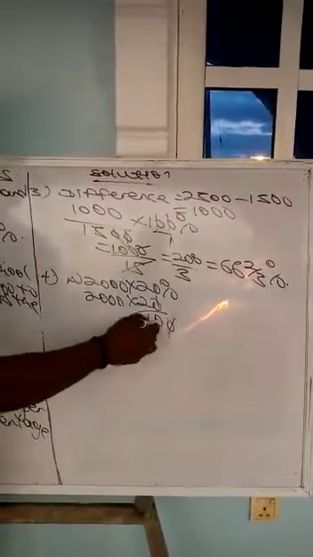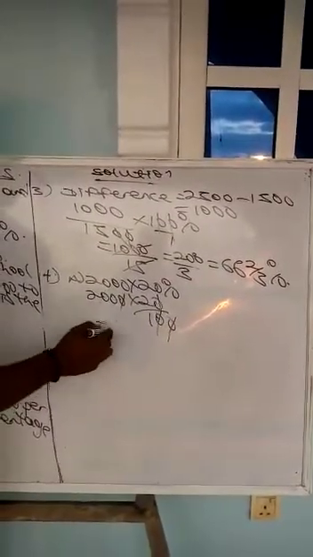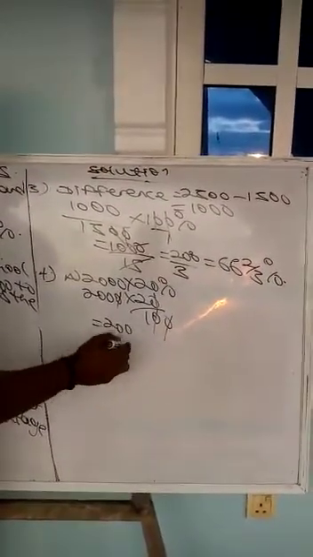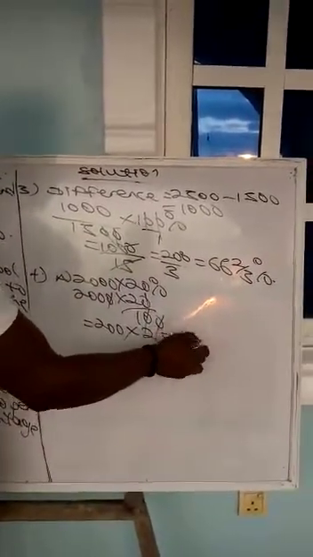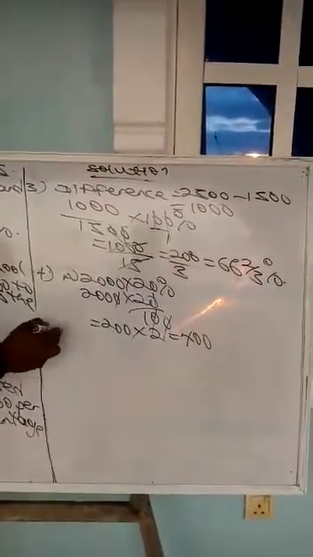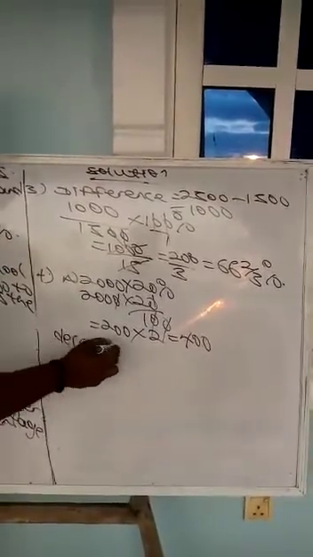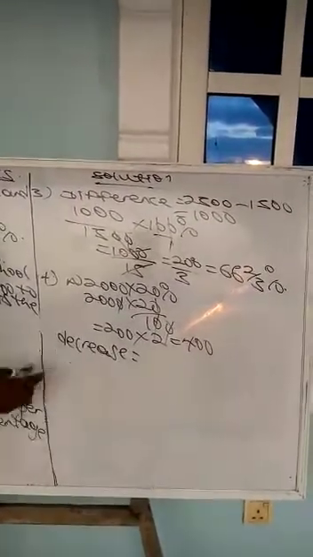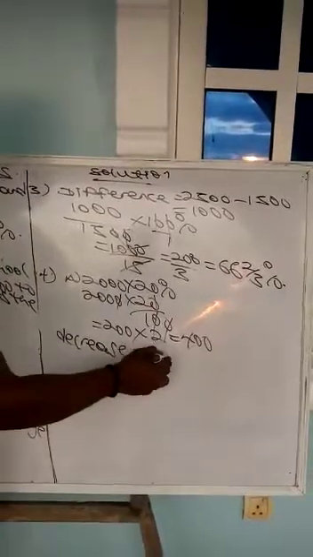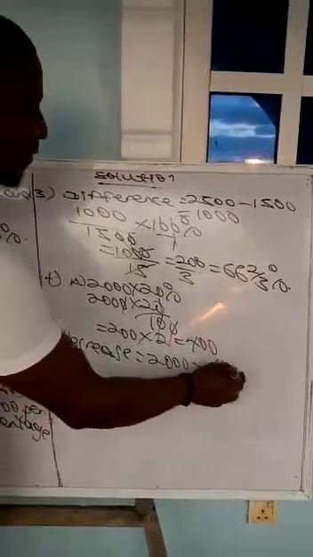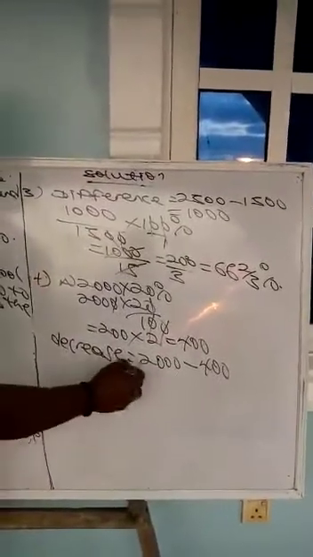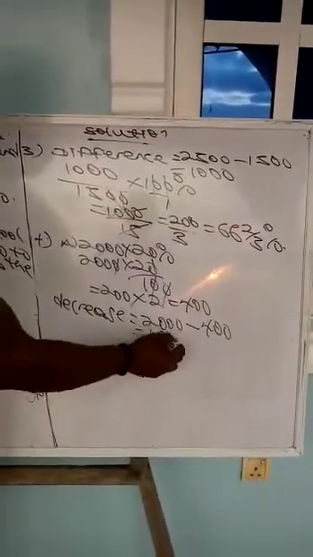We can cancel out 0, 0 can cancel out 0. We're now going to have 200 times 2. That's going to give us 400. So therefore the decrease now, getting the decrease is going to be 2000 minus 400, and that is going to give us 1600.